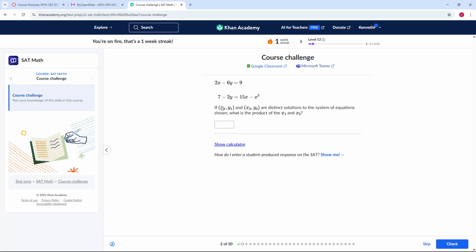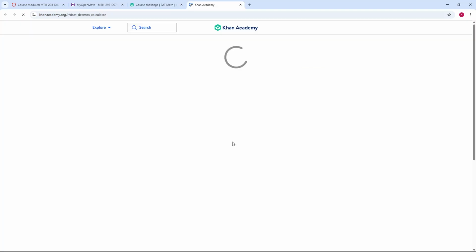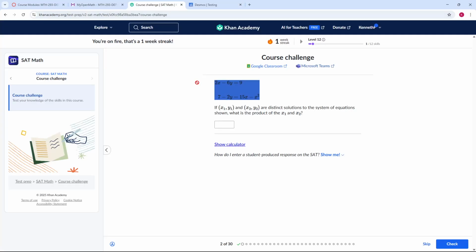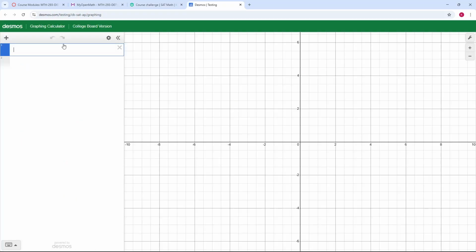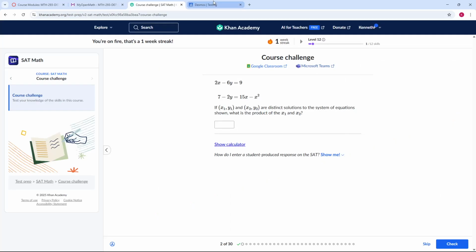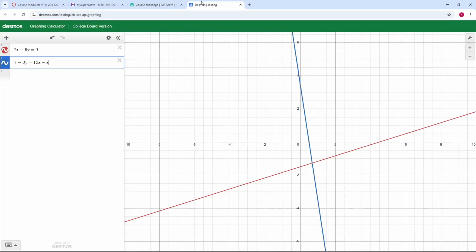Two equations. If x1, y1, and x2, y2 are distinct solutions to the system of equations shown, what is the product of x1 and x2? Well, the easiest way to do this is go to Desmos and put in the equations given. So I can't really copy them, so I have to type them. And then our second one is 7 minus 2y equals 15x minus x squared.